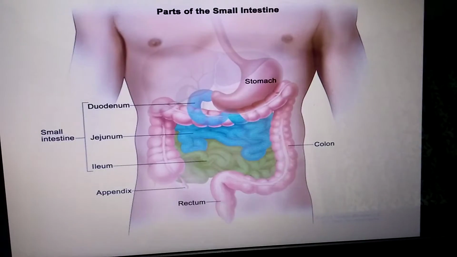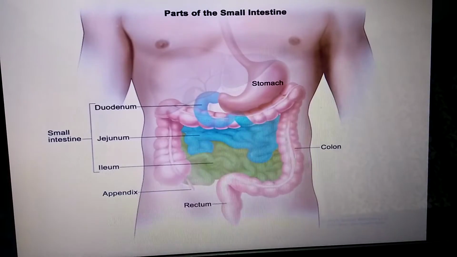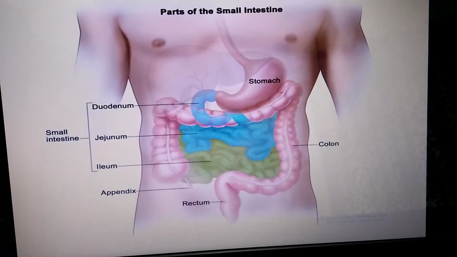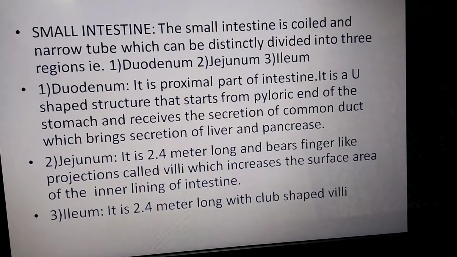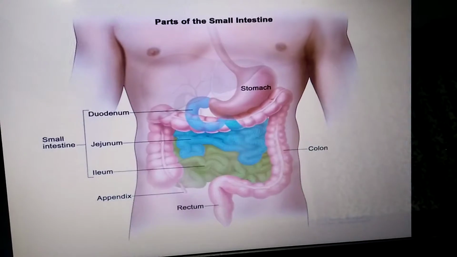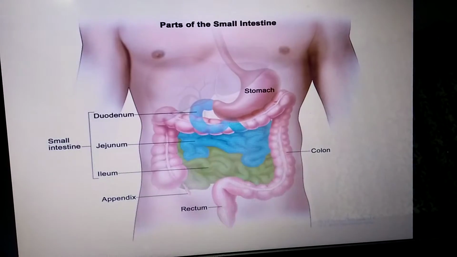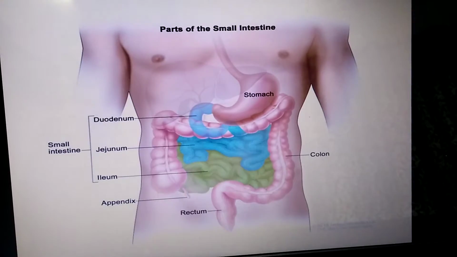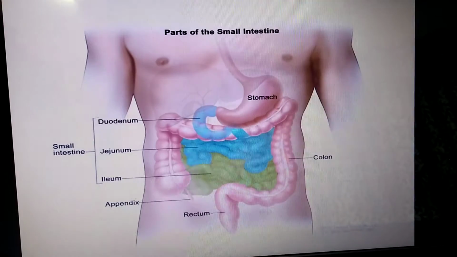Duodenum is peculiar because it has openings from your liver and pancreas. Jejunum is important because it has villi, which increase absorption, and ileum is the one which will ultimately merge with the large intestine. I hope this is clear to you all. I'll move back. And ileum too has villi. So duodenum is the one which has the openings of liver and pancreas. Jejunum and ileum have villi, which are there for the absorption of digested food particles. And ileum will ultimately lead to the large intestine.